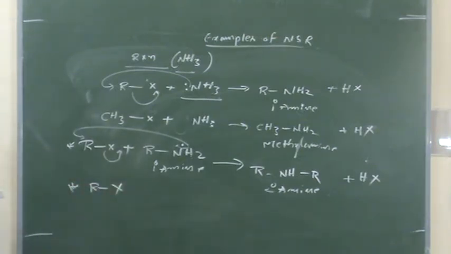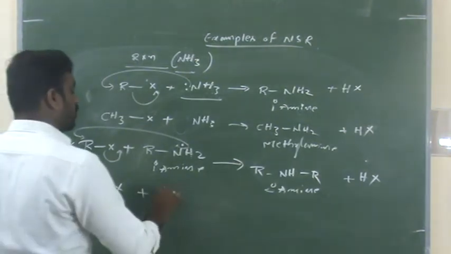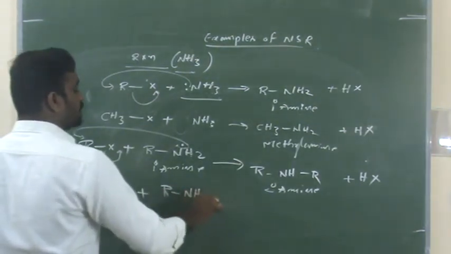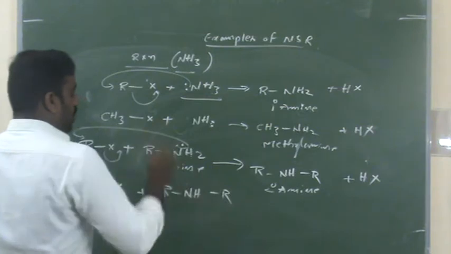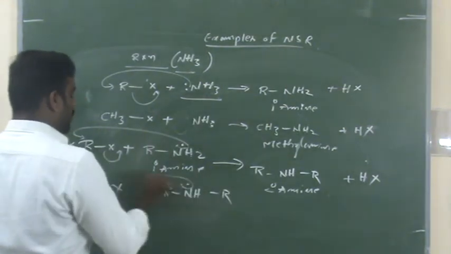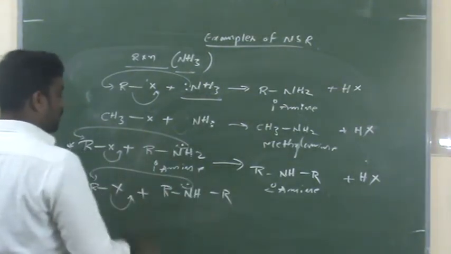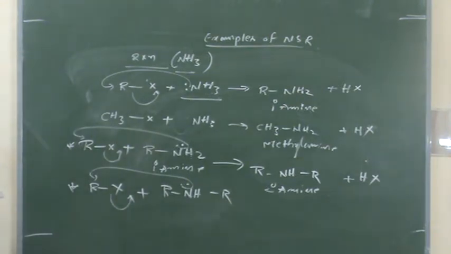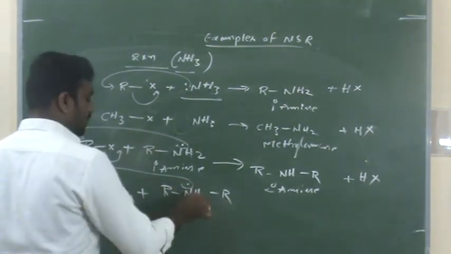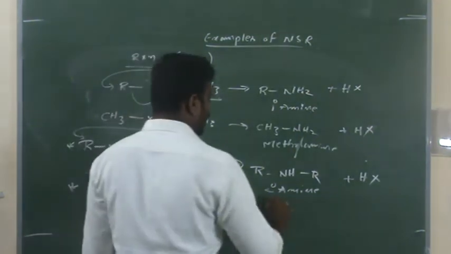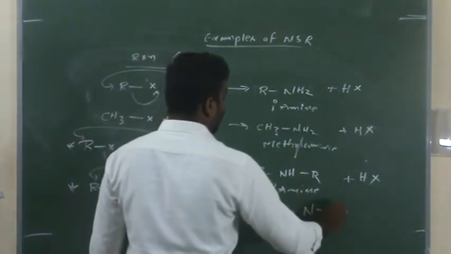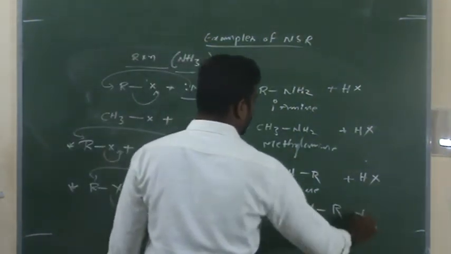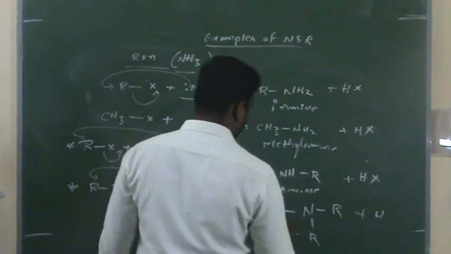In the third case, you take again RX and the secondary amine, RNHR. Now the lone pair of electrons attacks and this X is removed. Then this X and this hydrogen combine, and we get RNRR. What is the name of this? It's called a tertiary amine.